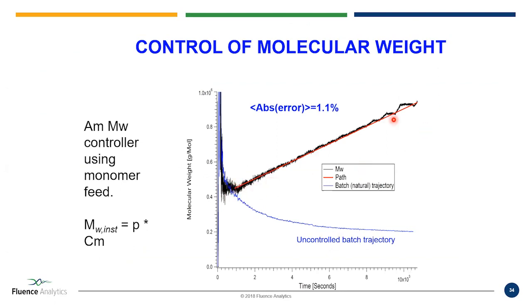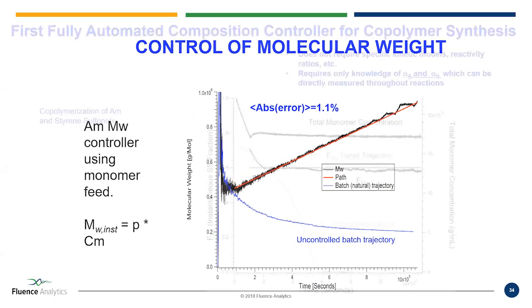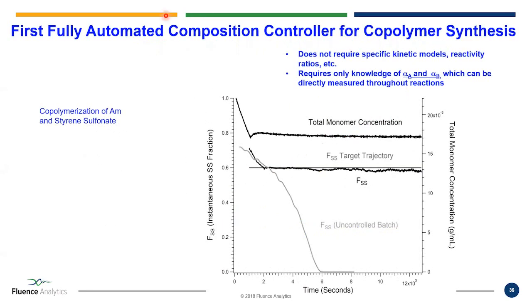Let's have it go up. And in fact, let's see this red line. Let's put a positive, straight red line there and try to follow it. And the controller we built, you can see, did quite well. It was with better than 1% average error all the way. So we did control of the molecular weight. And they said, what about composition in a copolymer? So we took styrene sulfonate and acrylamide.